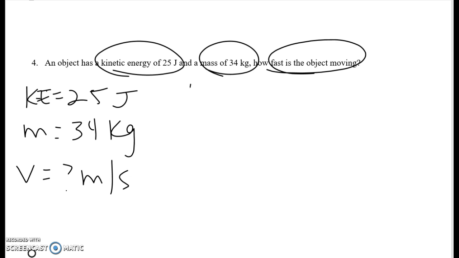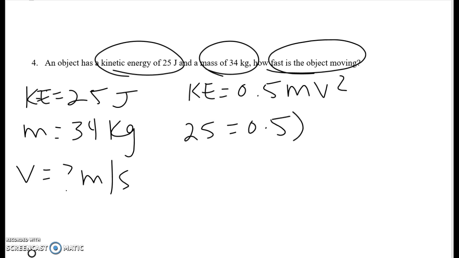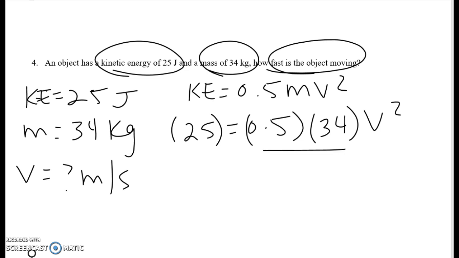I'm going to do the same thing. I'm going to write out my equation, KE equals 0.5 mv squared. I'm going to plug in everything I know. Kinetic energy is 25 joules. My mass is 34 kilograms, and this time I don't know V. V is squared. I'm going to keep the squared with the V. I cannot square anything because it's with V, the variable. So the first thing that I'm going to do is simplify 0.5 times 34, which gives me 17 V squared.